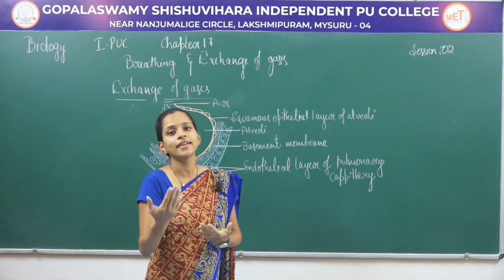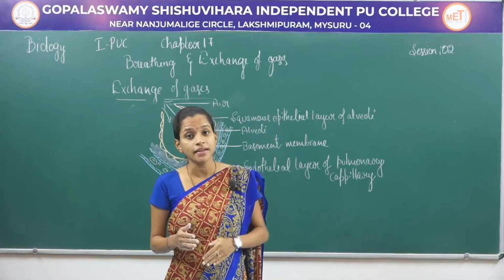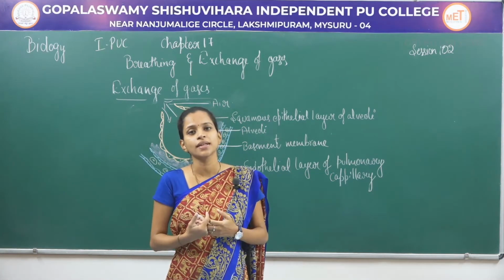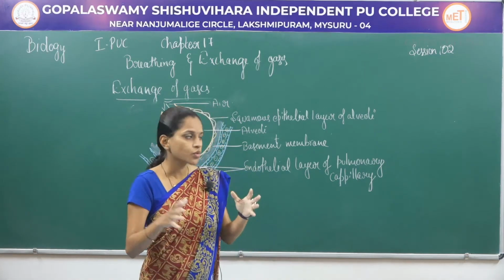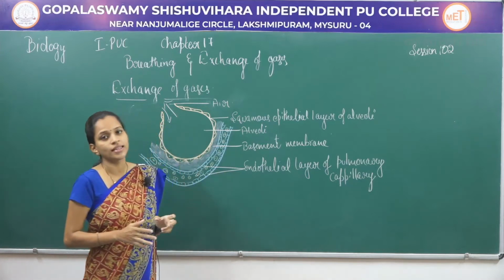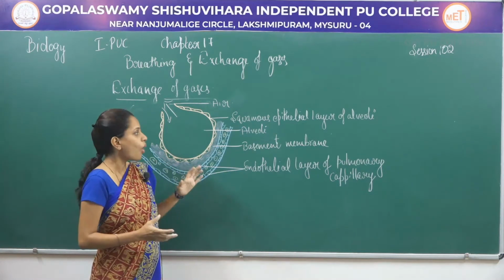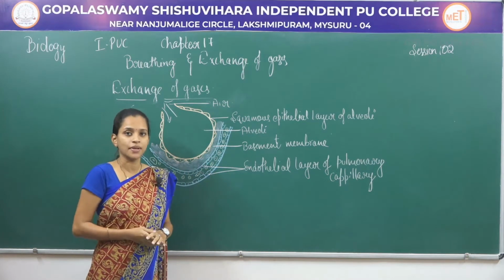It's a give and take policy where the oxygen from the atmosphere will be taken into the body and carbon dioxide, which is released in excess amount by the cell, will be given out into the atmosphere. This process takes place within the alveoli. So this is a diagrammatic representation of alveoli layers and pulmonary capillaries.